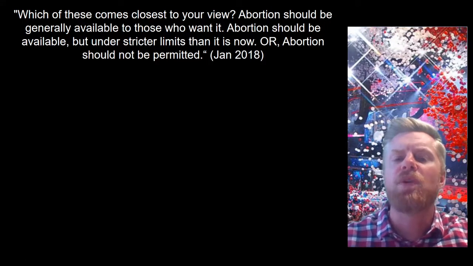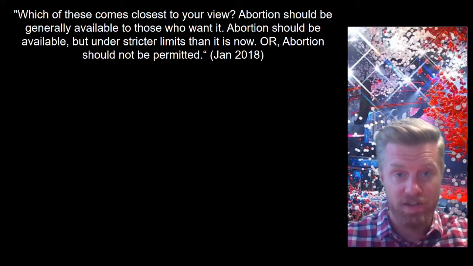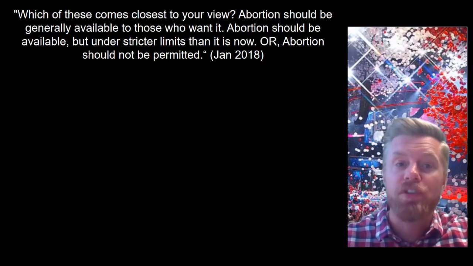Which of these comes closest to your view? Abortion should be generally available to those who want it. There's three options here. Second, abortion should be available but under stricter limits than it is now. Or abortion should not be permitted.